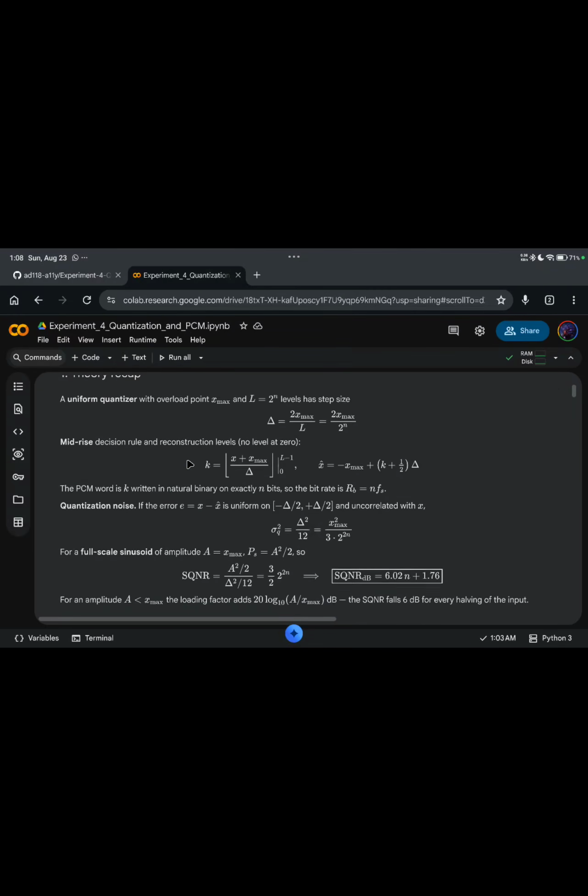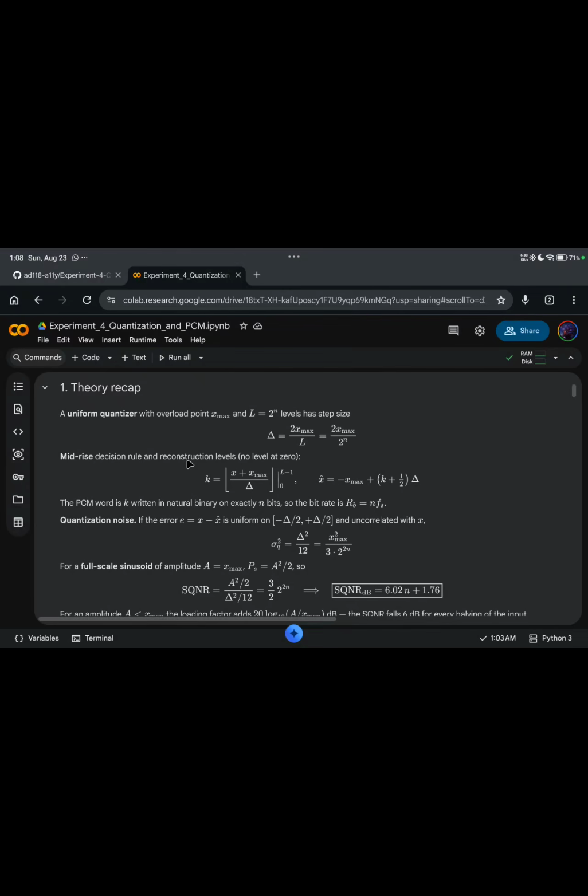Now, here you can see the theory recap. Uniform quantizer divides the input range into equally spaced levels. The number of quantization levels is L equal to 2 to the power n, where n is the number of bits. The quantization step size is delta equal to the range divided by L.